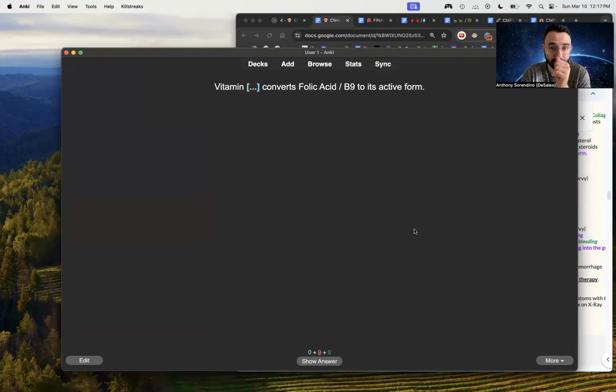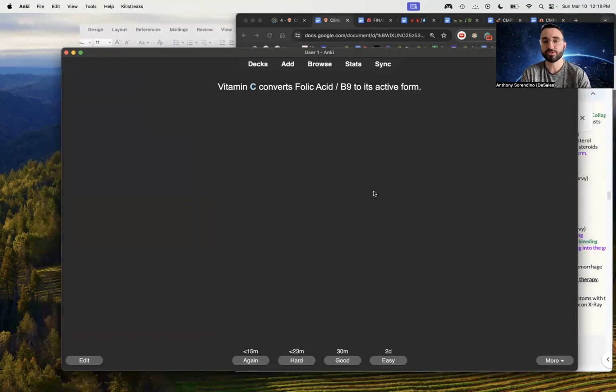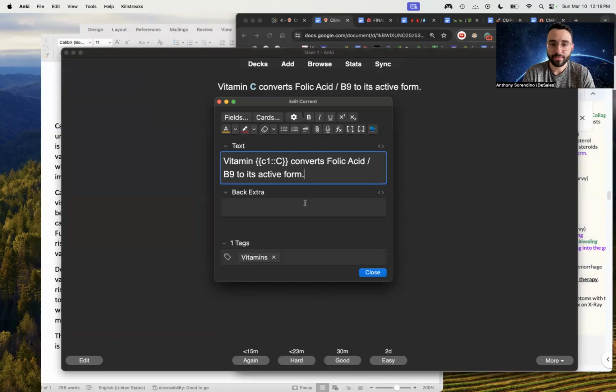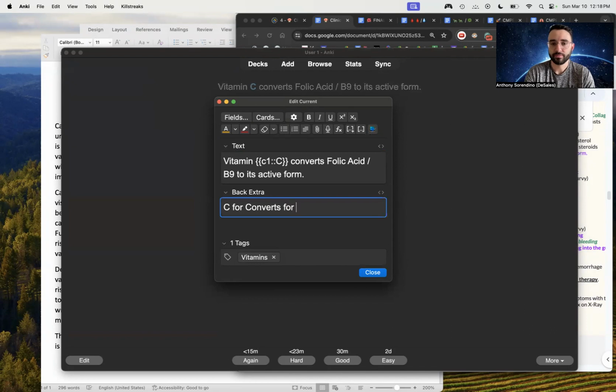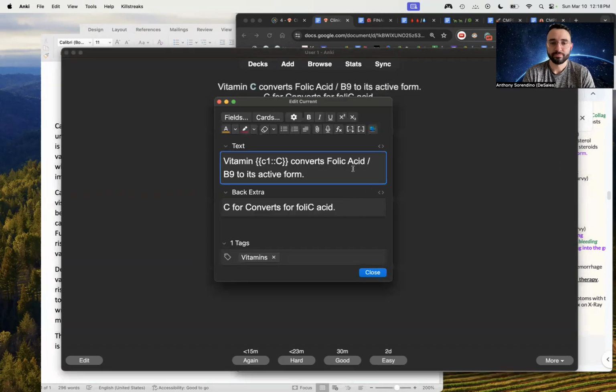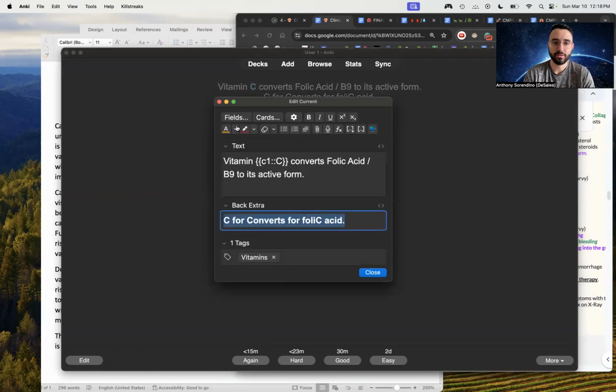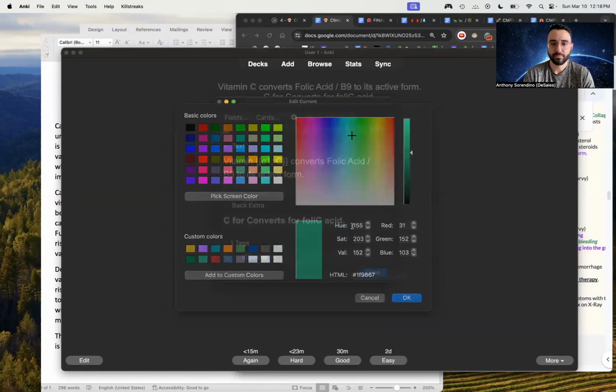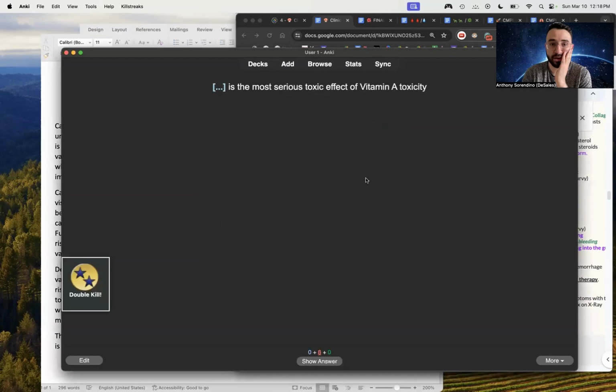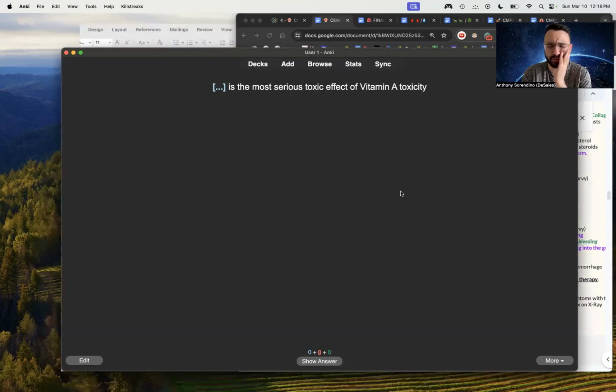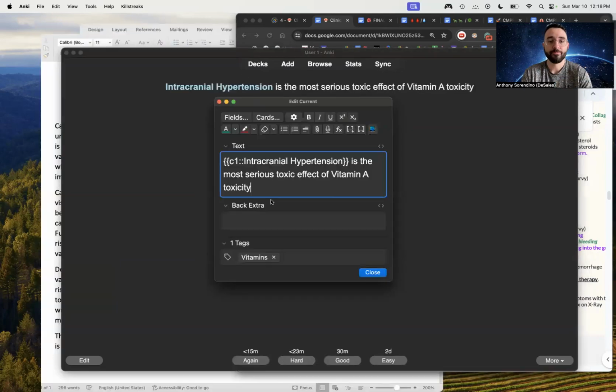Vitamin blank converts folic acid B9 to its active form. That's going to be C as well. Maybe C for converts. I mean, I know that's not. It's like a little mnemonic there. I'm not sure if that's going to work, but we got that. What is the most serious toxic effect of vitamin A? So that's going to be the left. That's intracranial hypertension, right? Very important that you remember hyper.